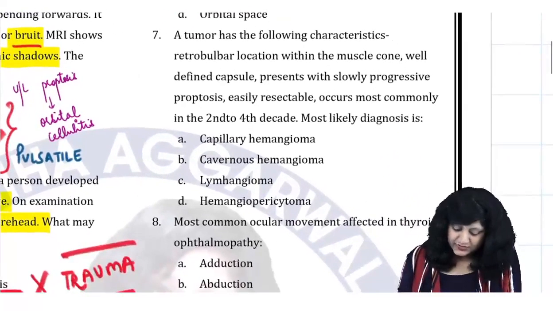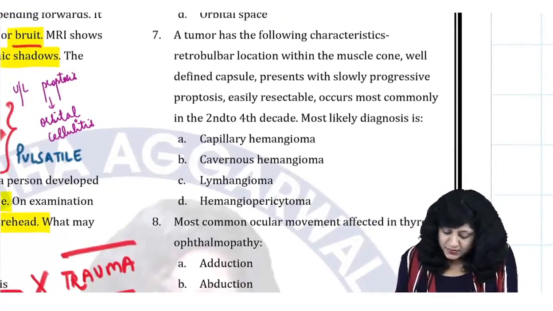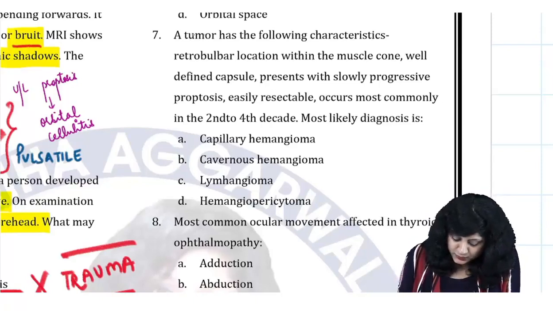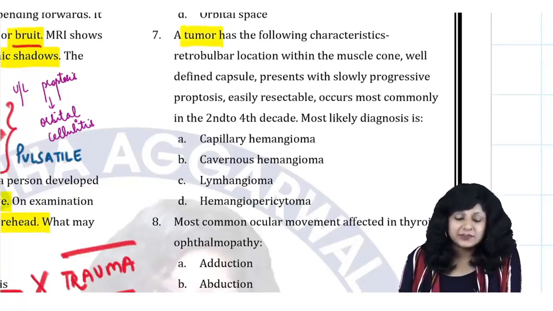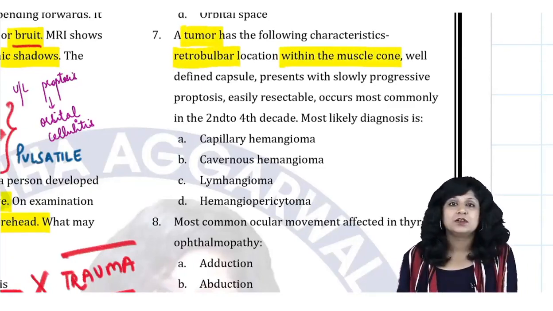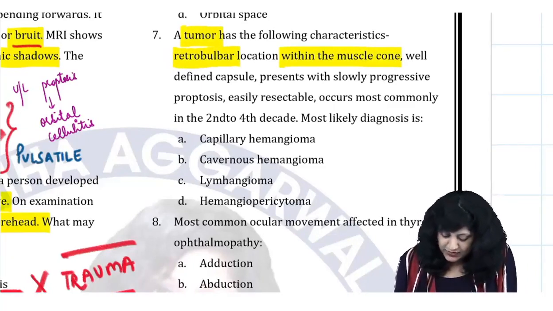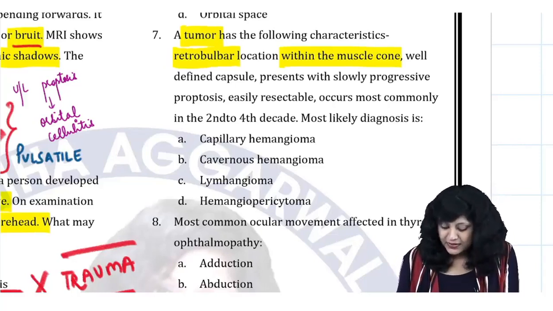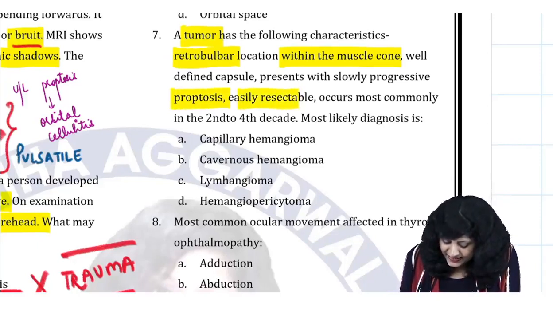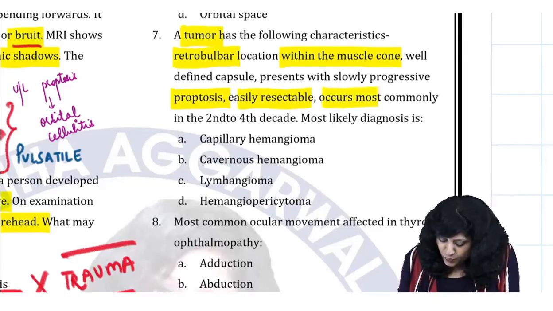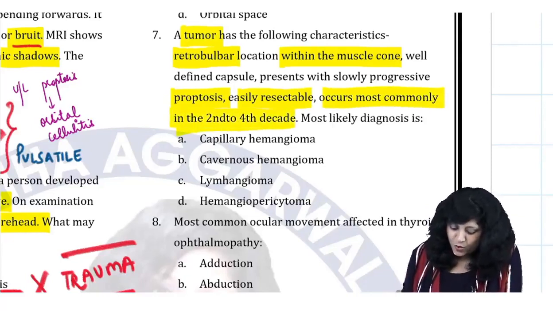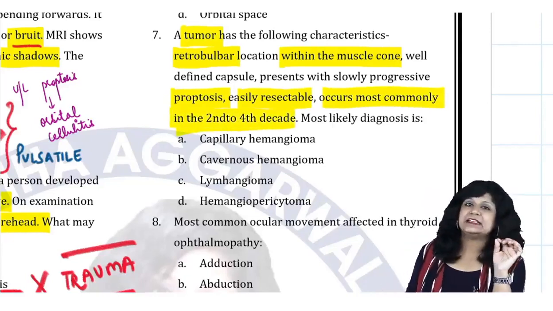Next question, question number 7. A tumor has the following characteristics. They are talking about a tumor which is retrobulbar within the muscle cone. I'll tell you what the muscle cone is. It is well defined, presents with slowly progressive proptosis, easily resectable, and occurs most commonly in the 2nd to 4th decade. What is the most likely diagnosis?